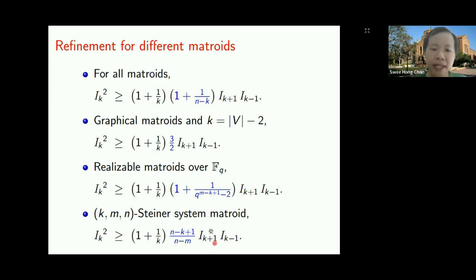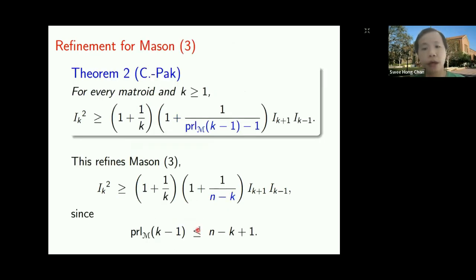However, in some other scenario, such as for the Steiner system matroid, which let me not define just to save time, in this case, this constant asymptotically actually goes to infinity when n and k go to infinity. So for this particular family of matroids, our improvement is actually very big. But regardless, whether the improvement is big or small, I claim that this is always an improvement, because we can show that this parallel number is always bounded from above by n minus k + 1. Okay, and therefore this is the improvement.